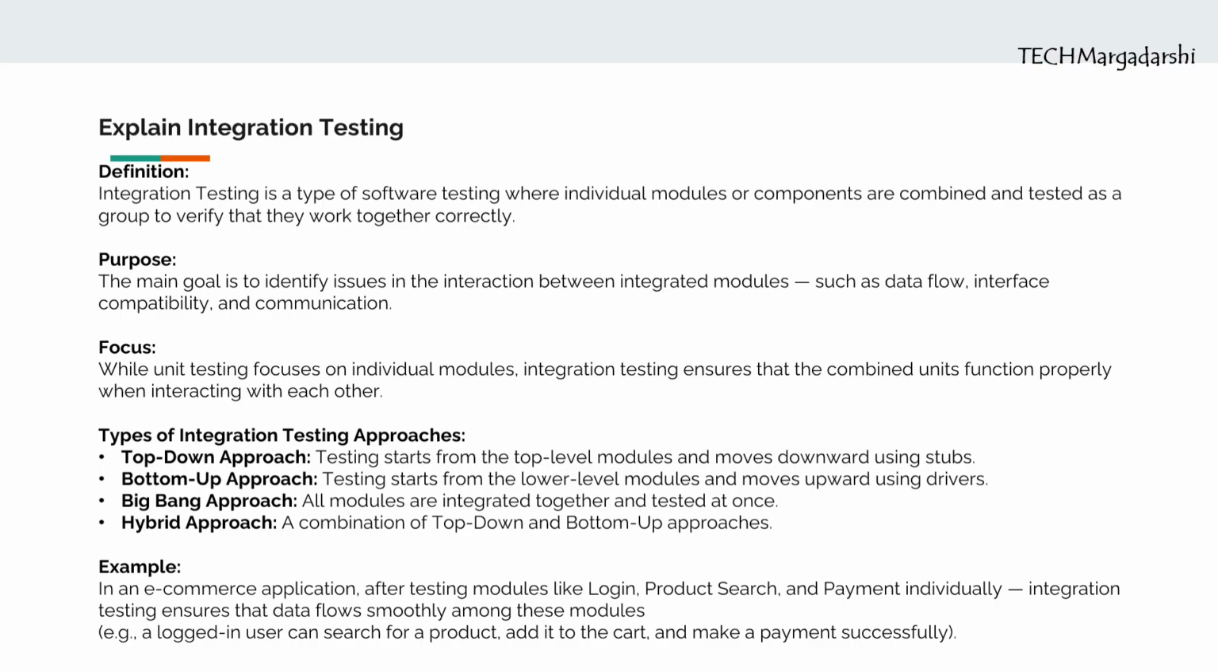There are different approaches to perform integration testing. Top-down approach, where testing starts from the top module and goes downward using stubs. Bottom-up approach, where testing starts from the lower modules and goes upward using drivers. Big bang approach, where all modules are tested together in one go. And the hybrid approach, which combines both top-down and bottom-up methods. So in short, integration testing ensures that all modules work perfectly when combined together, giving a smooth end-to-end experience to the user.